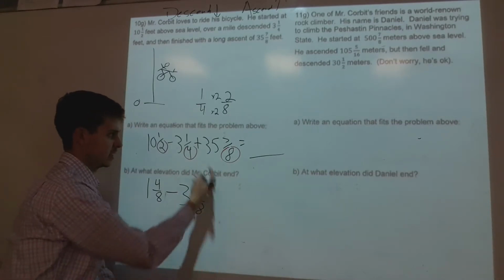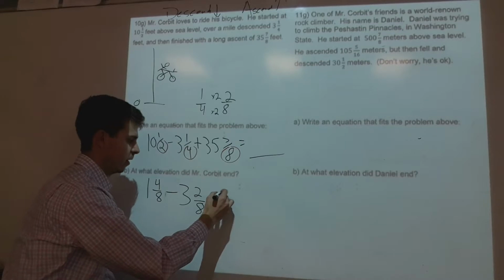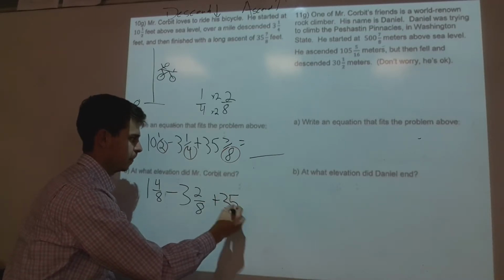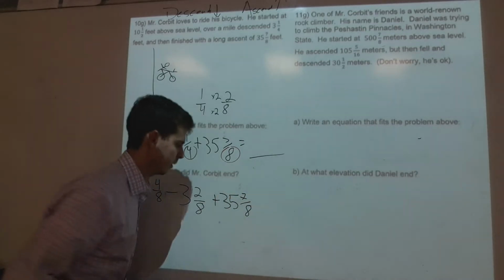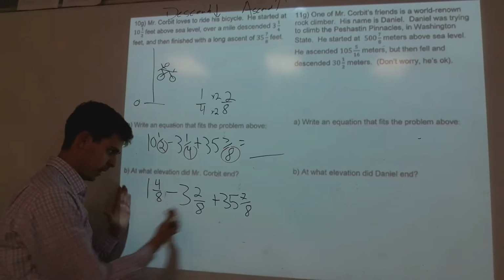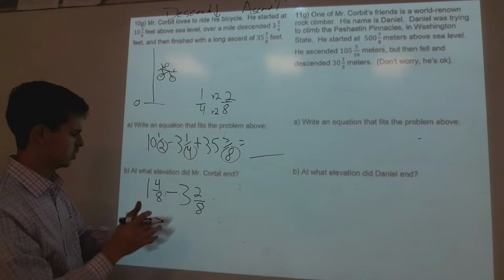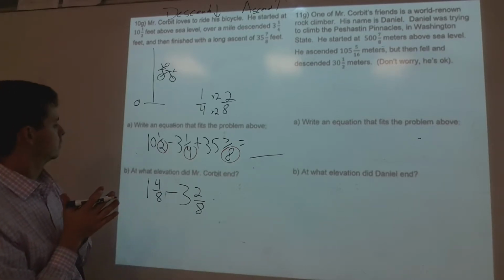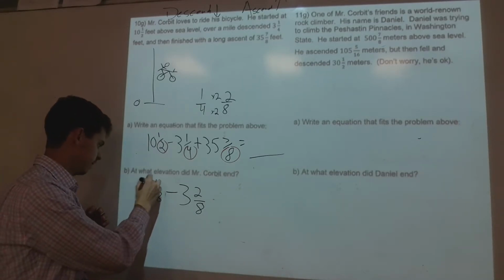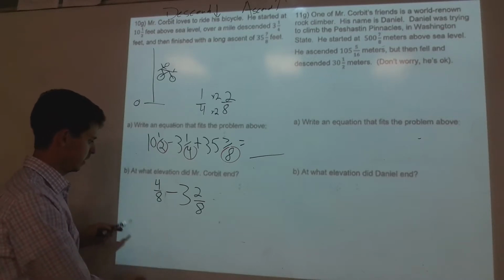And now 7/8, that's already in 8s. Okay, so now we can do this problem. Let's do it from left to right, so we'll hold off on 35 and 7/8. We'll just do this right here. Oh, I missed a 10. I'll rewrite this, make it a little bit neater.